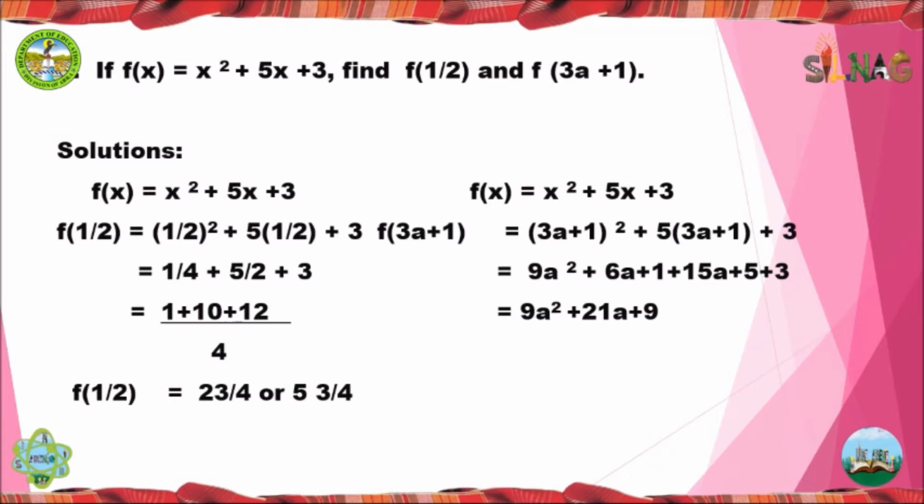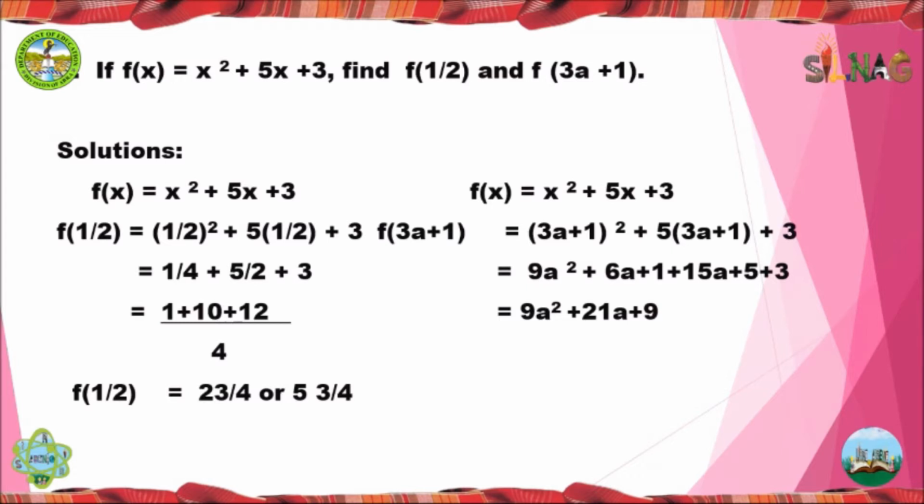Then we have to find the LCD of 4, 2, and 1. So it is 4. 4 divided by 4 is 1, times 1 is 1. 4 divided by 2 is 2, times 5 is 10. 4 divided by 1 is 4, times 3 is 12. And then we add 1 plus 10 plus 12 is 23 over 4. Or we can change it as a mixed number. So we have 5 and 3/4.